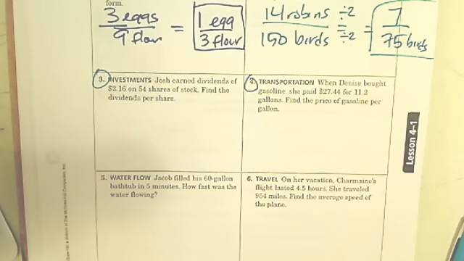Money is always tricky. Make sure there's, of course, a dollar sign outside. The word dividends. Josh earned dividends of $2.16 on 54 shares of stock. How much did he earn per share? A dividend. What are the first 5 letters of dividend? Divide. When a company makes profits, they divide the profits out. That's what happens. They divide to all the shareholders.